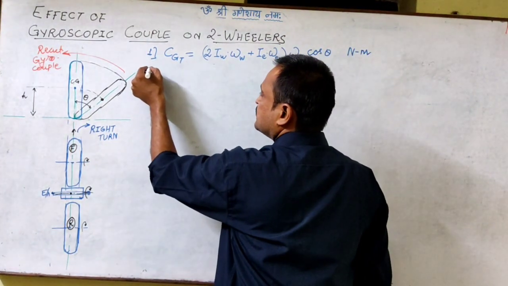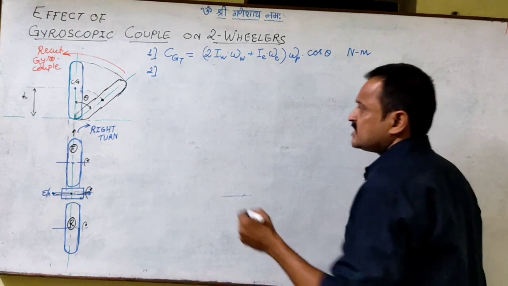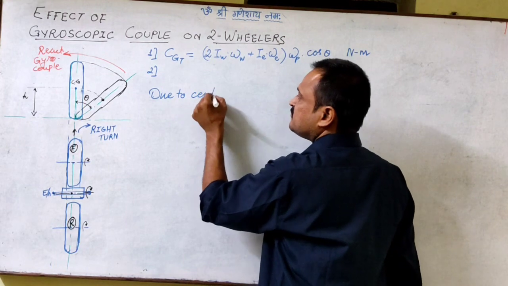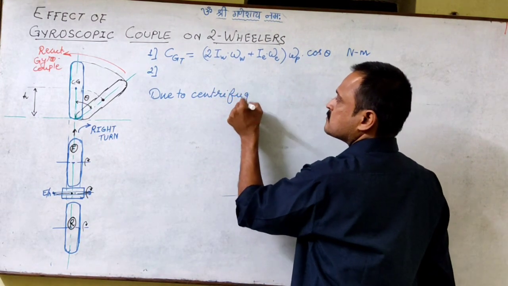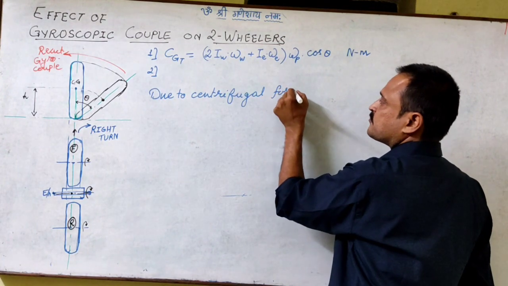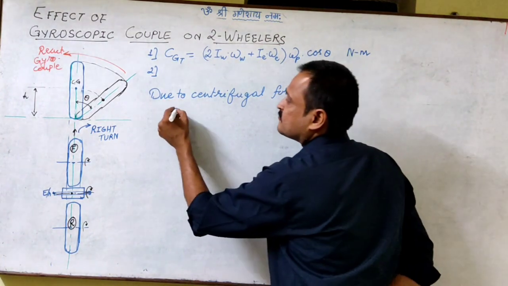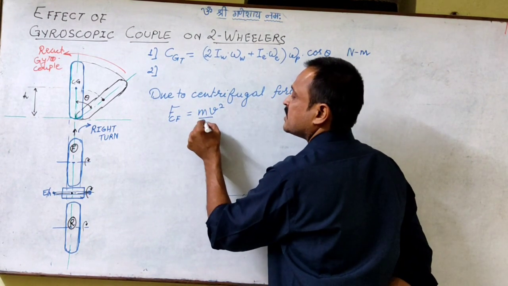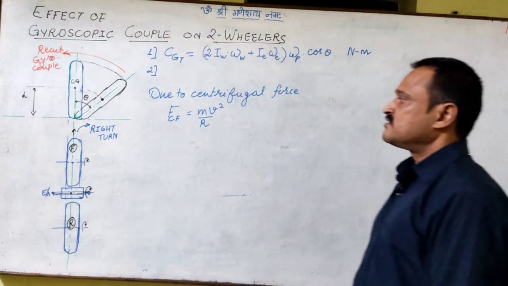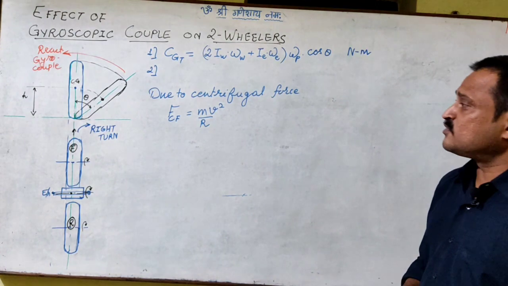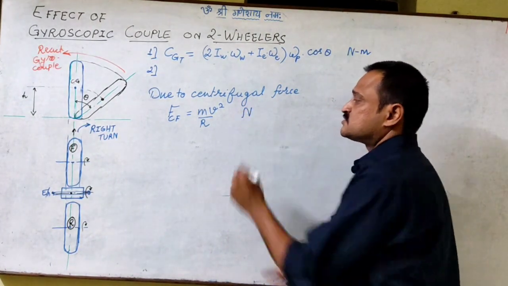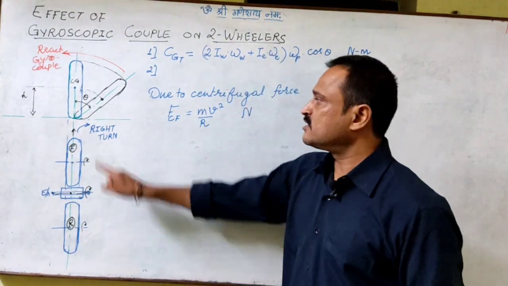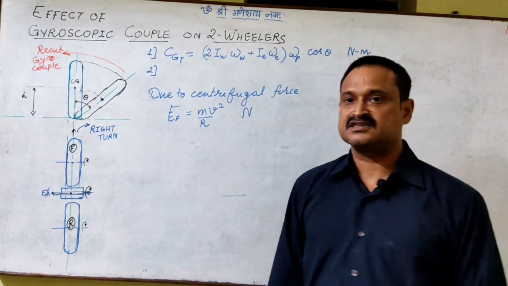And the second, which we are trying to find out now, is due to centrifugal force, right? So what is the force? Centrifugal force is mv square by r. This force will be in newtons. This magnitude of force will be acting through the center of mass. Now this point CG which I have shown is the center of mass.